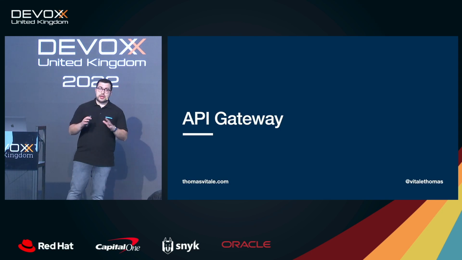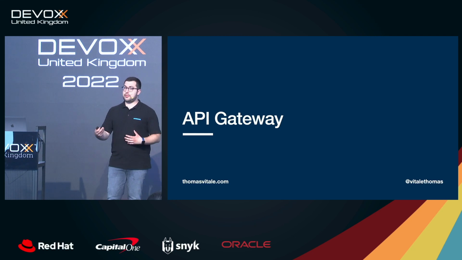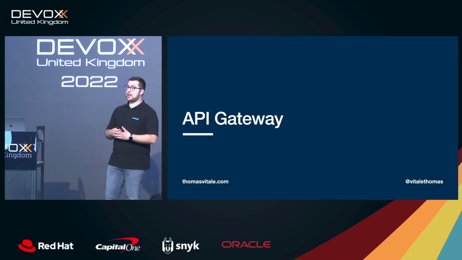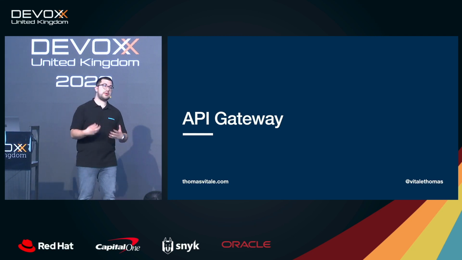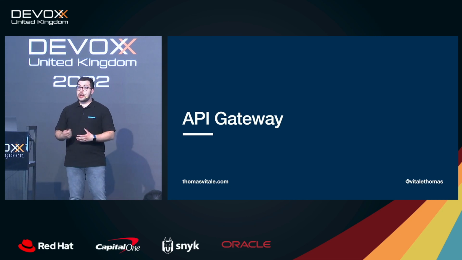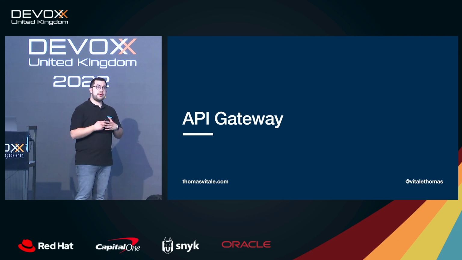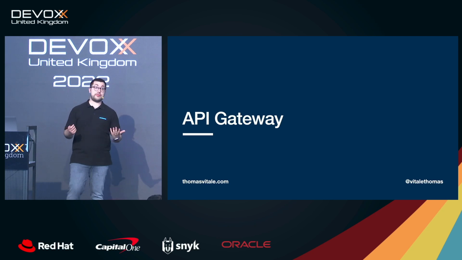Before diving into technology, let's talk about why we're even talking about gateways. So why am I here today? What problems are we trying to solve? What's the API gateway pattern, and when does it make sense to use it? We have different scenarios where we can adopt this pattern and get benefits out of it.